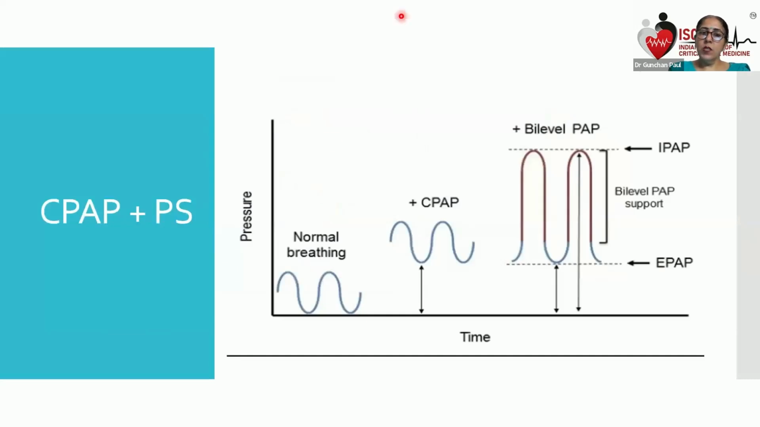So this is what CPAP is. Normal breathing, I told you, is negative pressure breathing. When you give a positive pressure, so that your normal breathing occurs at a particular pressure, the expiratory pressure is always positive. So that becomes CPAP. But we add pressure support to this CPAP, that is, the patient initiates and pressure is also added so that the tidal volume increases. That becomes your CPAP plus pressure support.